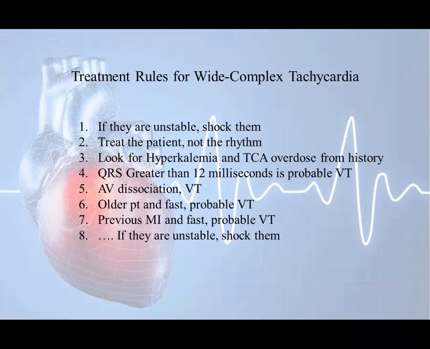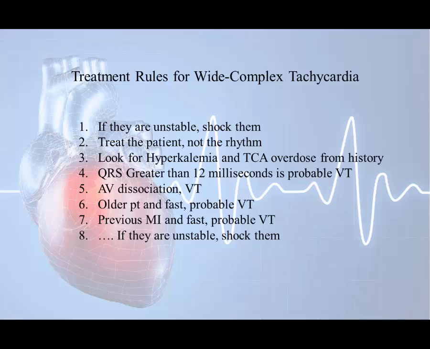Treatment rules for wide complex tachycardia. If they are unstable, shock them. Treat the patient, not the rhythm. Look for hyperkalemia and TCA overdose from history. QRS greater than 0.12 seconds is probable VTAC, so it's more likely than not VTAC. AV dissociation: VTAC. Older patient, fast: probable VTAC. Previous MI, fast: probable VTAC. If they are unstable, shock them.